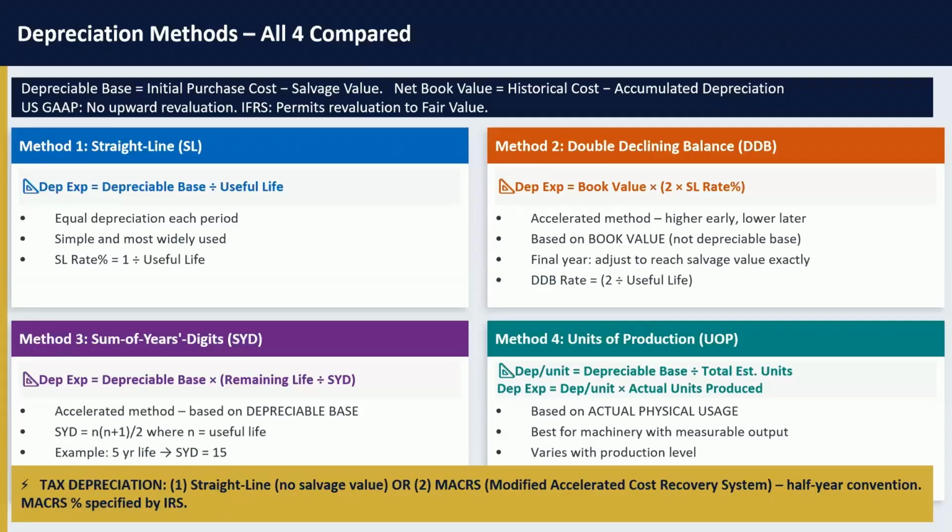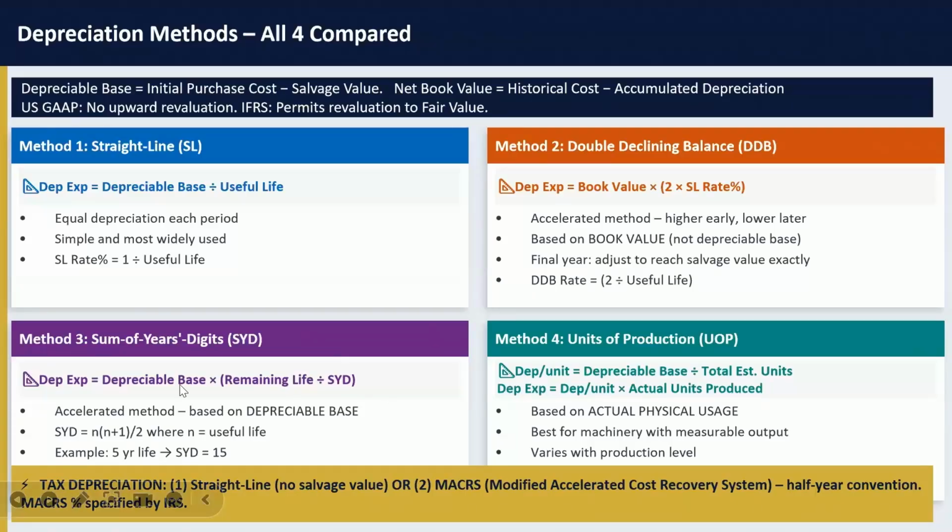Here, you need to calculate SYD. How do we calculate it? It's through the formula n into n plus 1 divided by 2. Suppose the useful life of the asset is 5 years. So 5 into 5 plus 1, divided by 2, that is 15. 15 will be your SYD. Then you can substitute it into the formula.